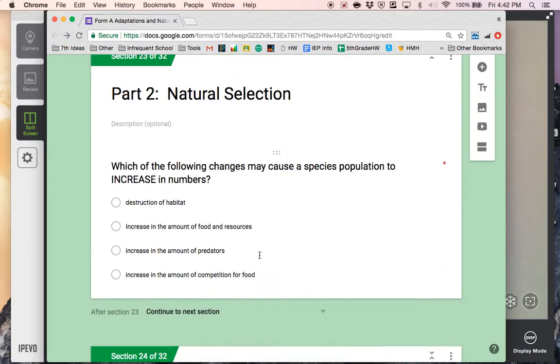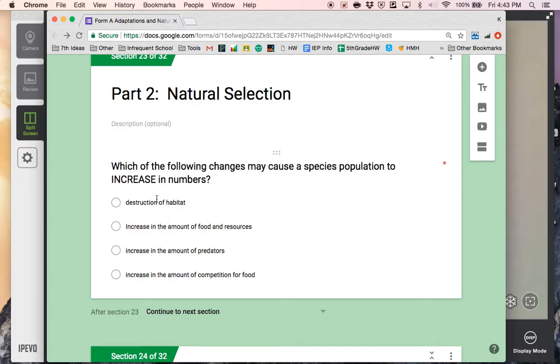Which of the following changes may cause a species population to increase in numbers? Increase in numbers. Which of these would cause an increase? Destruction of habitat, that's going to bring them down. Increase the amount of food. Ooh, if there's more food, there's probably more of us because we can eat better.